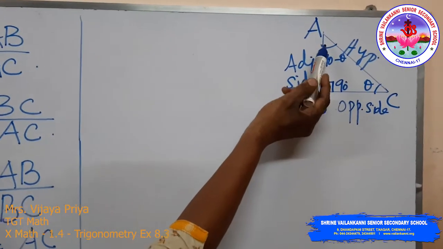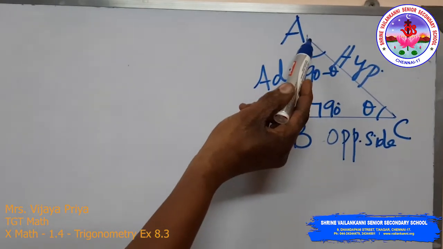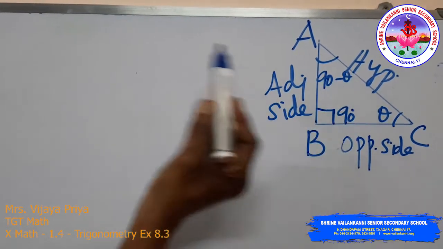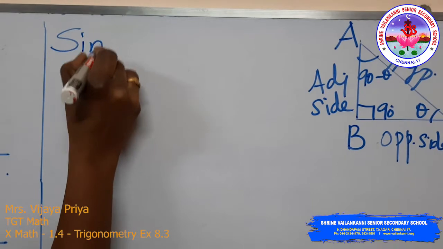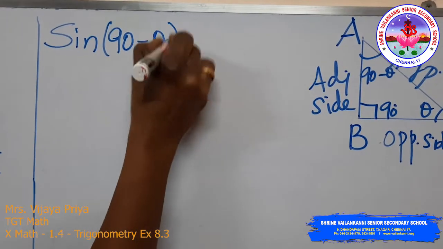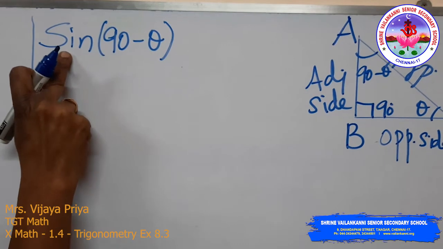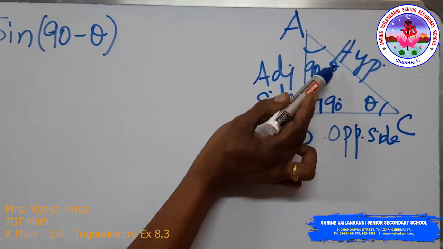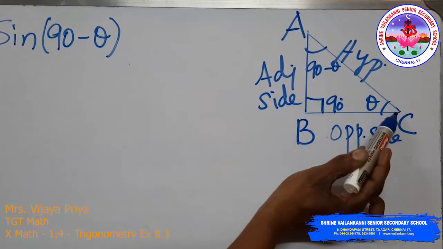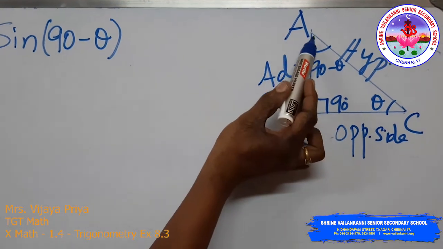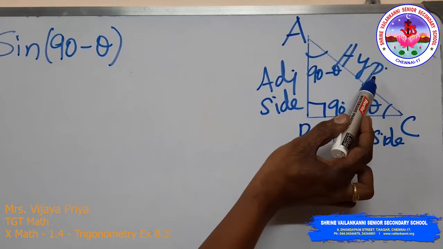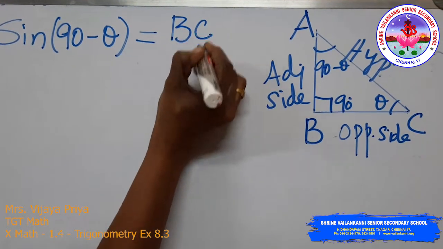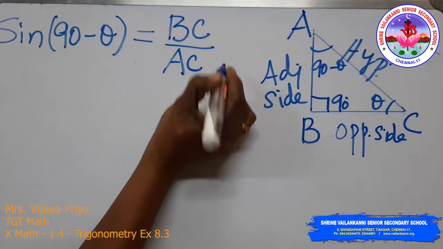Now we are going to write the trigonometric ratios for angle A. For angle A you have 90 minus theta. So sine of 90 minus theta: the sine function is the opposite side to this angle by the hypotenuse. For angle A, that is 90 minus theta, the opposite side is BC, the adjacent side is AB, and AC is the hypotenuse. So sine of 90 minus theta is equal to the opposite side by the hypotenuse, BC by AC.